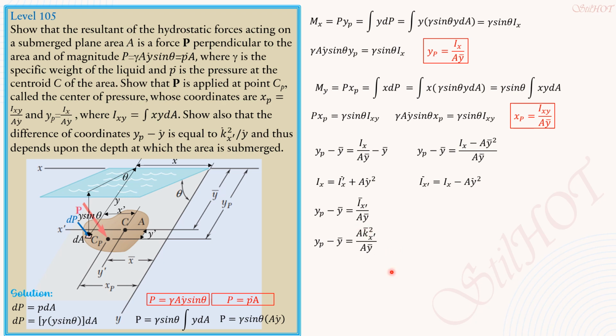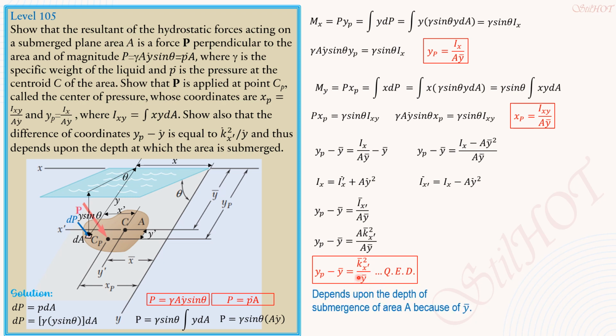So we have also shown that y sub p minus barred y is k barred x prime square over barred y. And this equation is dependent on the depth because of barred y. And barred y is a function of the depth. So this equation depends upon the depth of submergence of area because of barred y. So that's it for this problem.